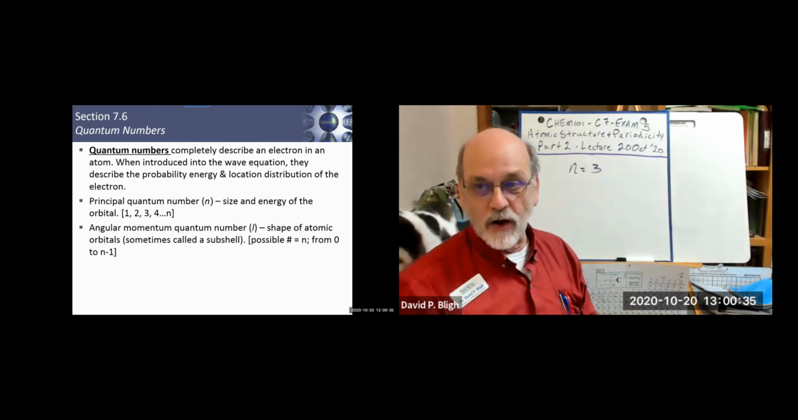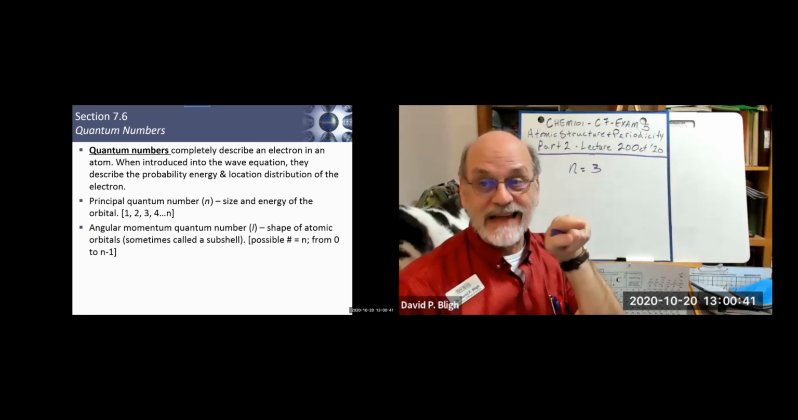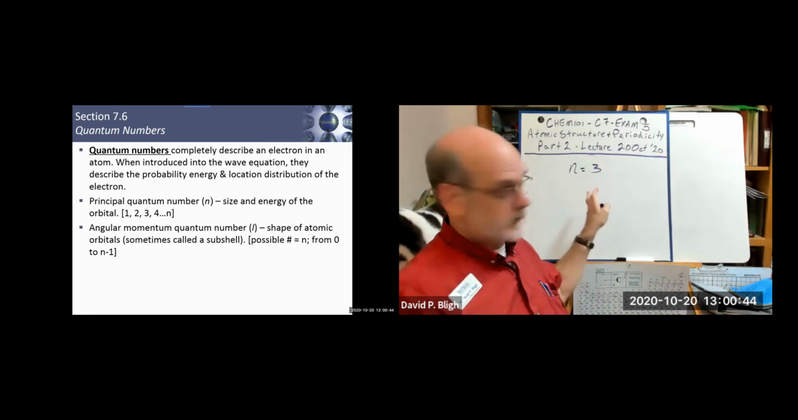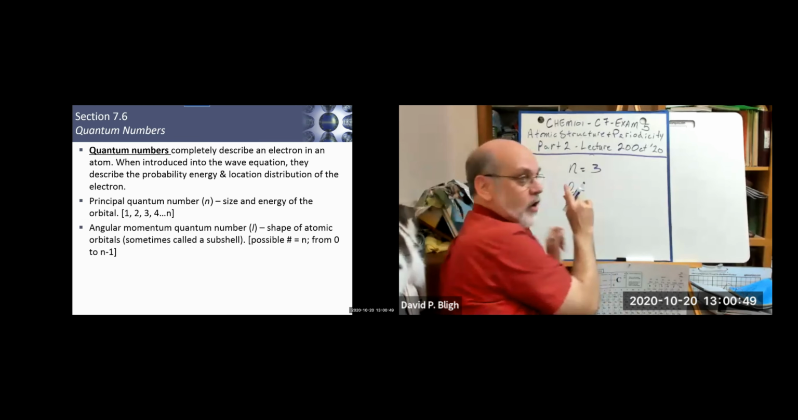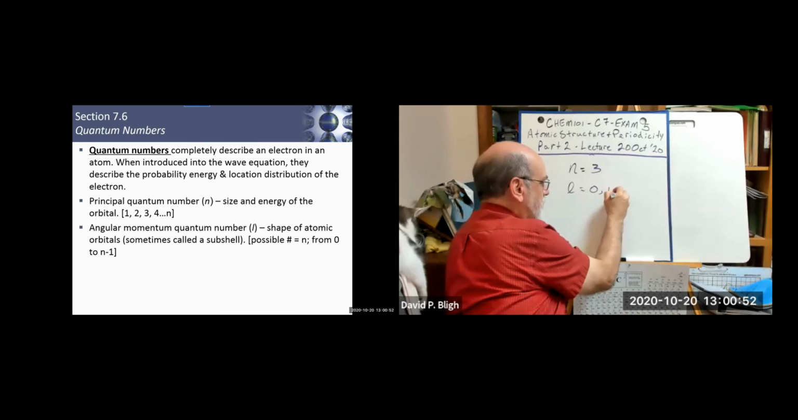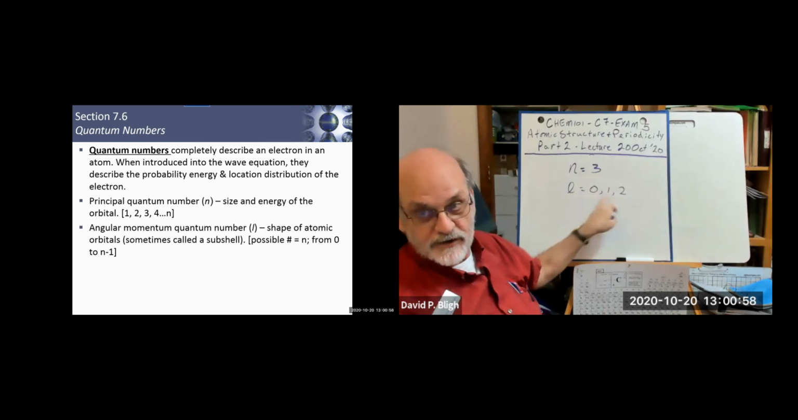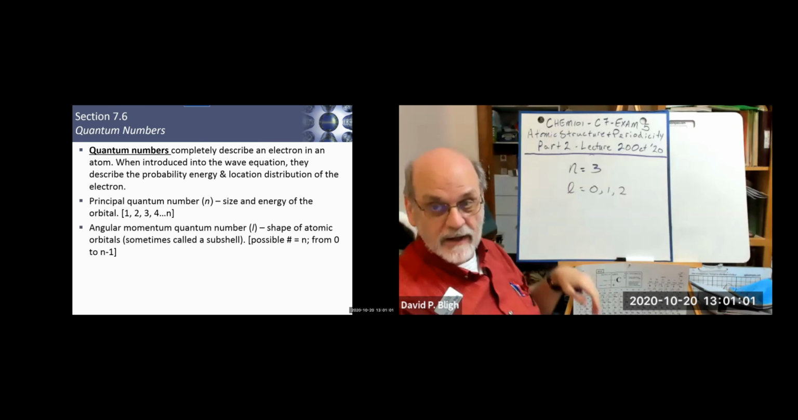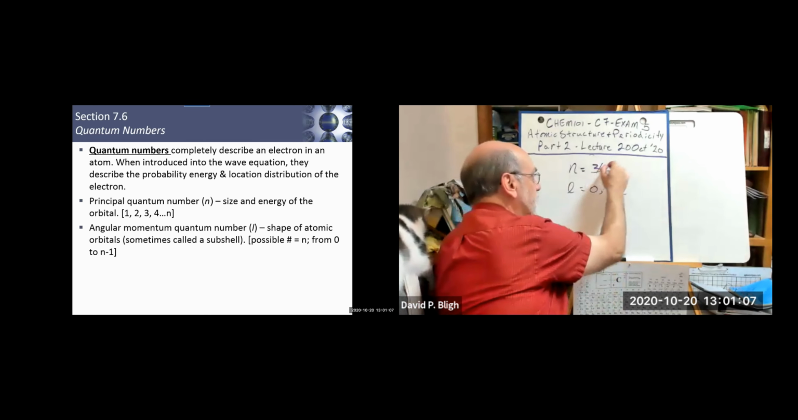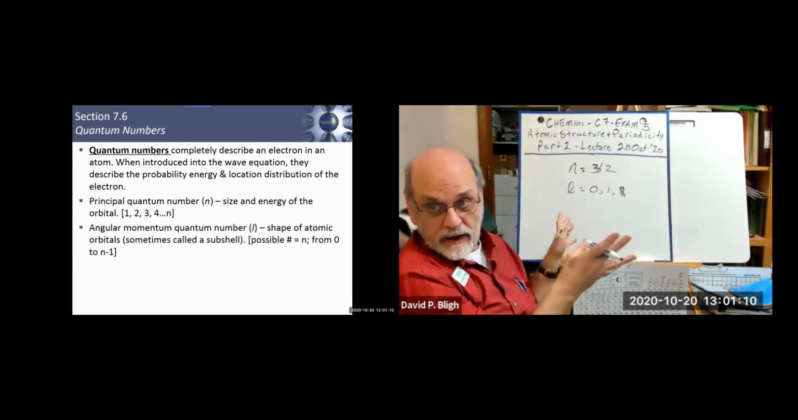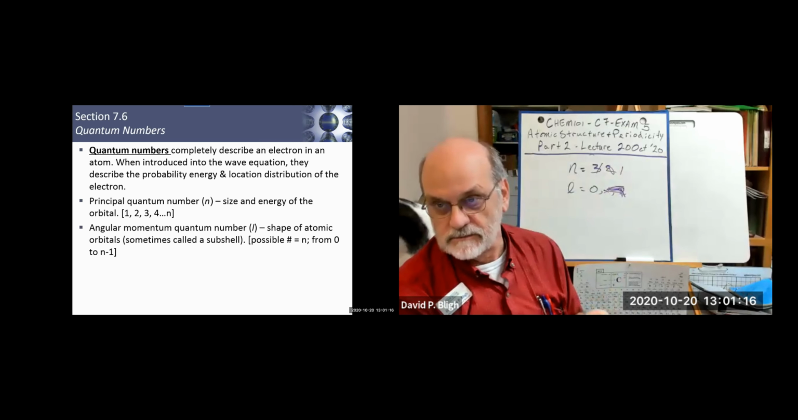Okay, how many L possible orbitals can you have at the n equals 3 level? You can have 3 of them, right? And they can have numbers starting with 0. So if n equals 3, you can have 3 L's: 0, 1, 2. If you had 4 here, you could go 0, 1, 2, 3. If you have 2 there, then you can only have 0 and 1. And if you have 1 there, you can only have 0.